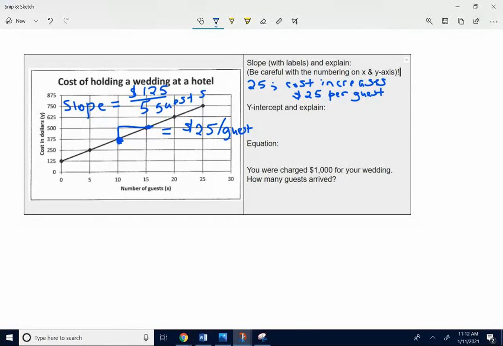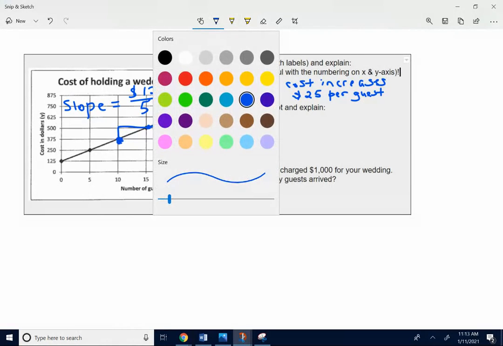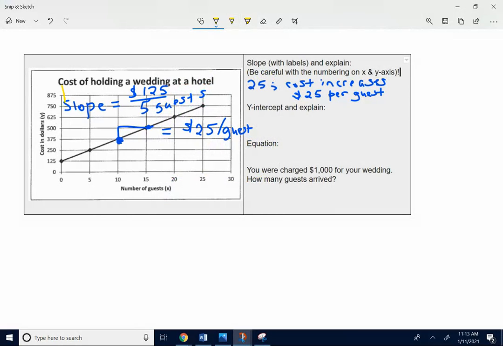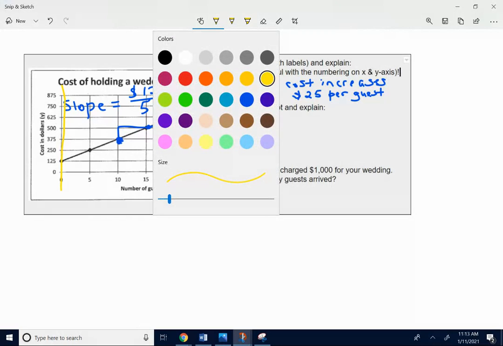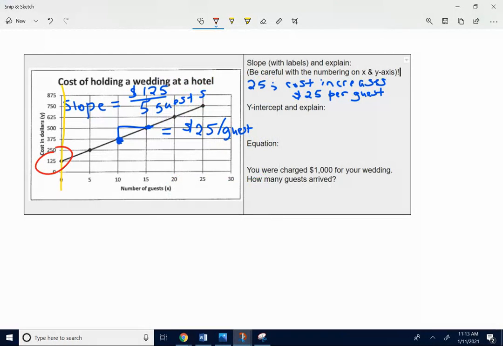Okay, the y-intercept. The slope was change: the cost is changing $25 for every guest you have. The y-intercept is the initial amount. And for a graph, to find that initial amount, it's where the line crosses the y-axis. That line crosses the y-axis at 125, so the y-intercept is 125. The y-intercept is the initial amount.